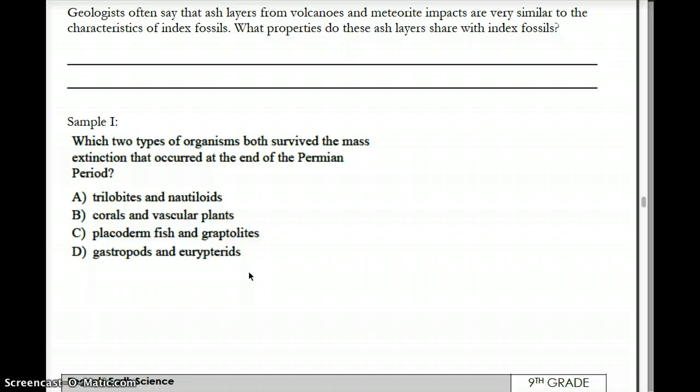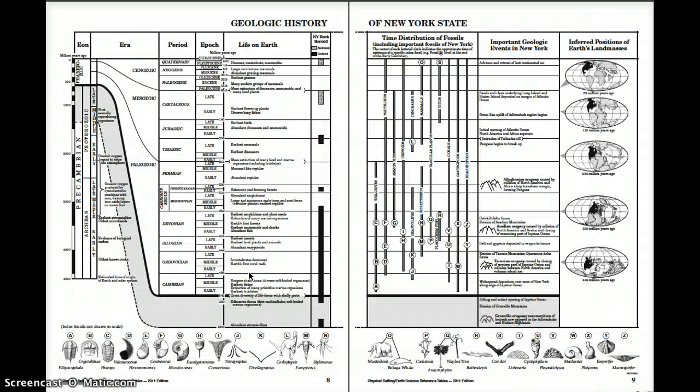So in this case, it looks like B, corals and vascular plants, is the answer. Again, because I used my reference table to confirm that both of those lines go past the mass extinction event at the end of the Permian period, which indicated that they did not, as organisms, go extinct. So that is how I get an answer.